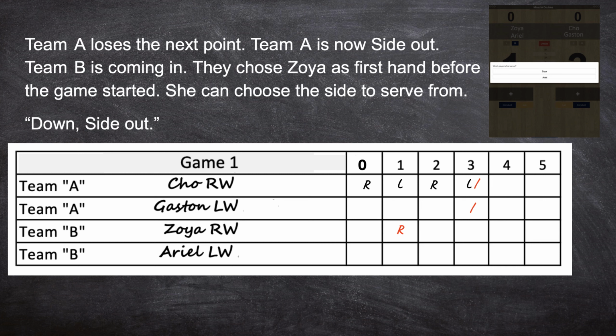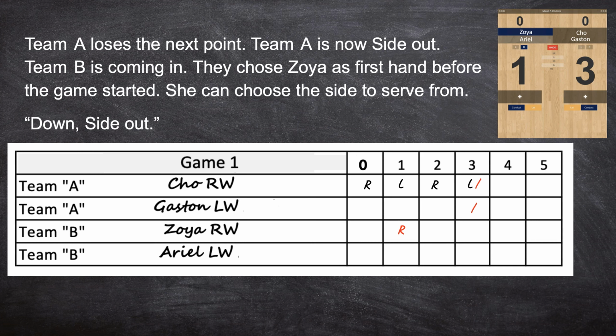Who's serving now? The player in the first row of Team B is Zoya. She serves first hand. Which box? Wait to see which service box Zoya is heading towards. She chooses right. What score? Enter R in point column 1 to record Team B's first point.